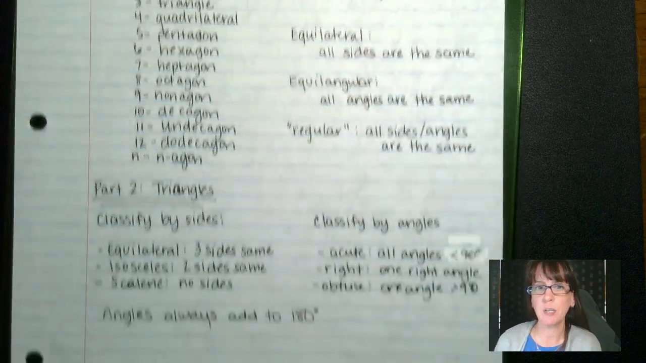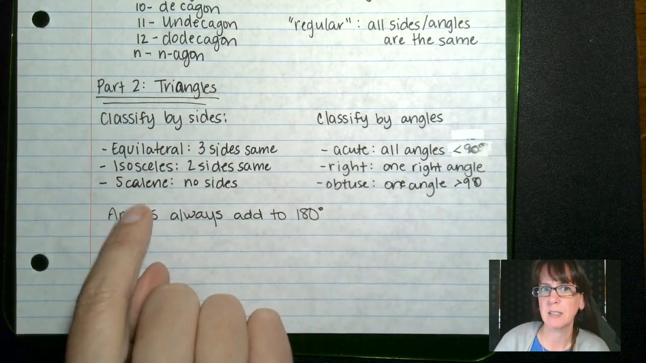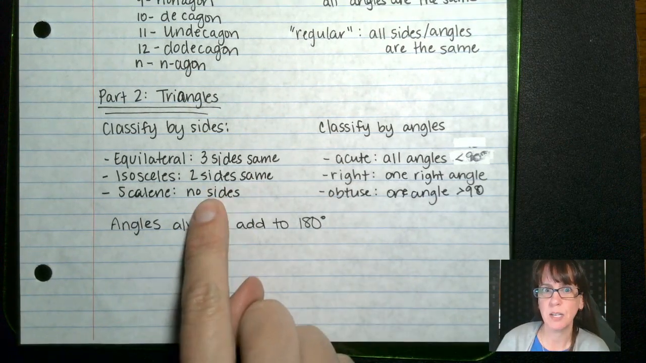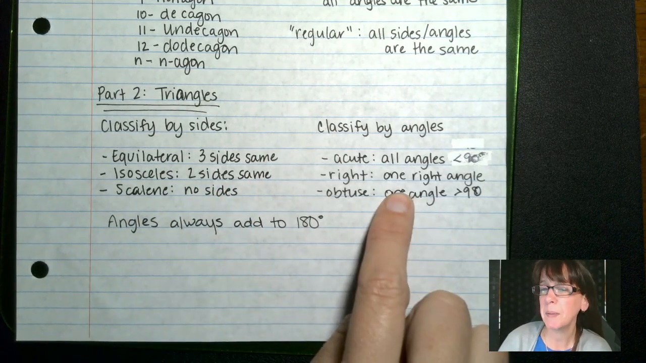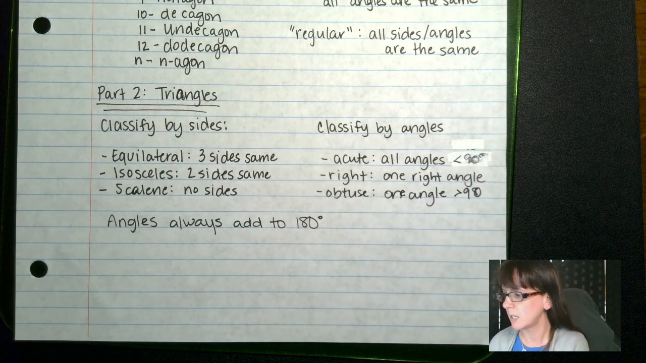All right, part 2, we talk about classifying triangles. We can classify it by its sides by saying it's equilateral, isosceles, or scalene. If it's equilateral, 3 sides are the same. Isosceles, 2 sides. Scalene, no sides. Classify by the angles, you can say if it is, oh, look at that. I kind of smudged that.